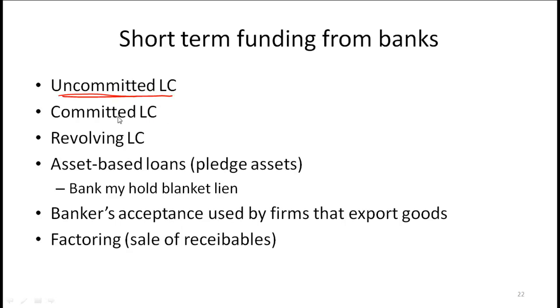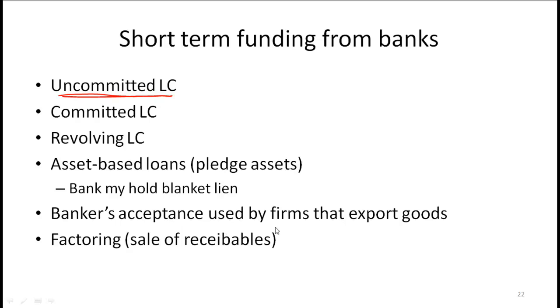Committed line of credit is better. This is where the bank is committing that it can lend you a certain amount over a certain period of time. So this is a better state to be in. Revolving line of credit is one where you take credit, you pay it off, and then you are again eligible for a certain amount of credit. Another scenario is asset-based loans, where you get a loan from a bank and you pledge assets. So you might pledge your property or your building or equipment, and the bank essentially holds a lien against your asset, and based on that asset, which is collateral, you get a loan.